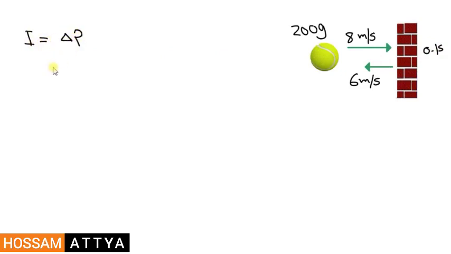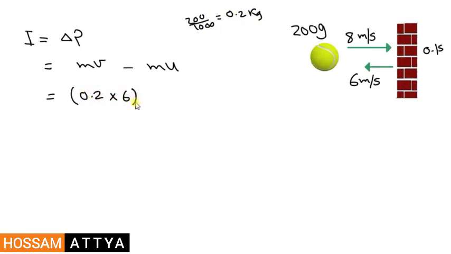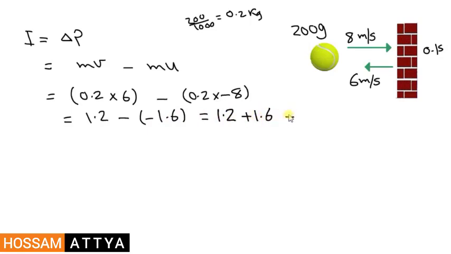So impulse equals the change in momentum equals mv minus mu. We need to change the mass into kilogram, so 200 divided by 1000 equals 0.2 kilogram. So the mass 0.2 times the final speed 6, minus 0.2 times 8. But since momentum is a vector quantity, we need to consider the velocity. Since the 6 and 8 are in opposite directions, we'll keep the sign of the 6 positive and change the sign of the 8 into negative. So it's 1.2 minus negative 1.6, so the total is 1.2 plus 1.6. So it's 2.8, and the unit is Newton seconds.